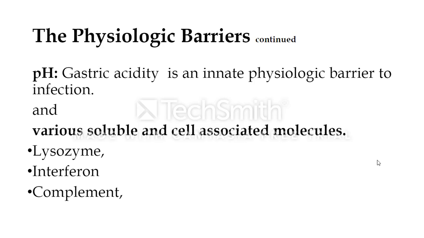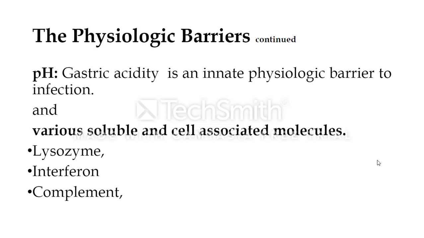Next, we'll see how the pH brings about resistance against infection. Gastric acidity is an innate physiologic barrier to infection because very few ingested microorganisms can survive the low pH of the stomach contents.